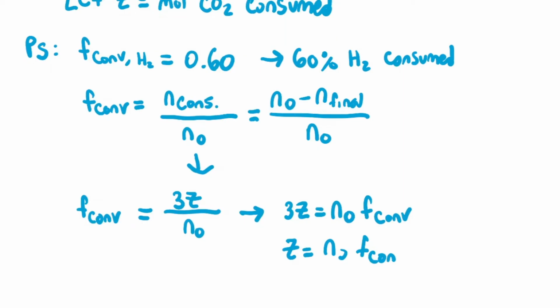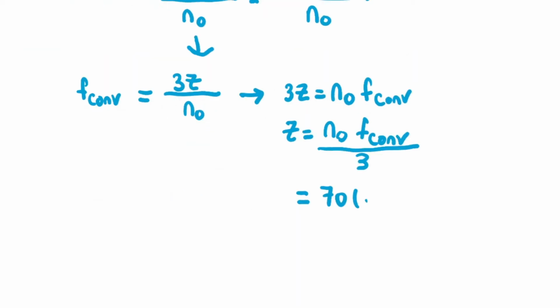And so now we substitute what we know. We've got 70 times 0.6 all over 3. And now what you should see, once you multiply all of that out, is that we're going to get a Z of 14.